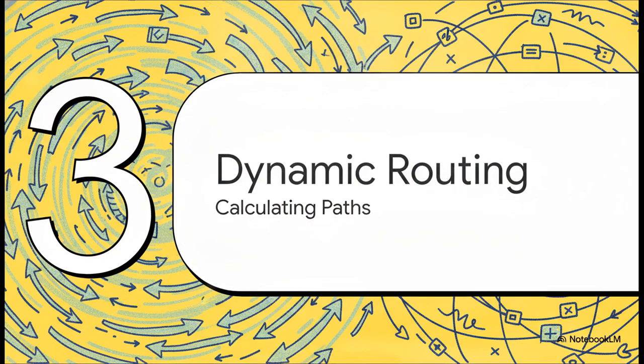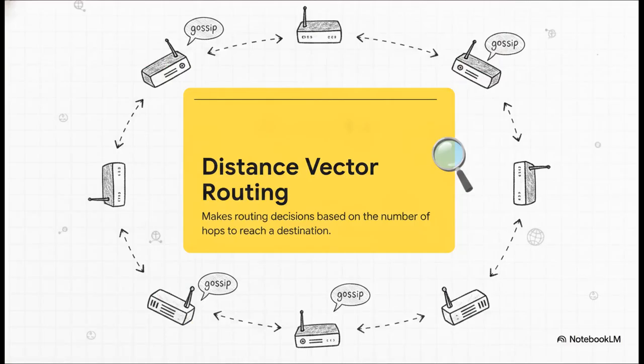Let's move to Section 3 and see how this builds, how dynamic routing works, and calculating paths. Because dynamic routing is so unbelievably vital for the modern internet, network engineers have developed a few different ways to actually calculate those live routes. The first foundational method we're going to look at is distance vector routing.